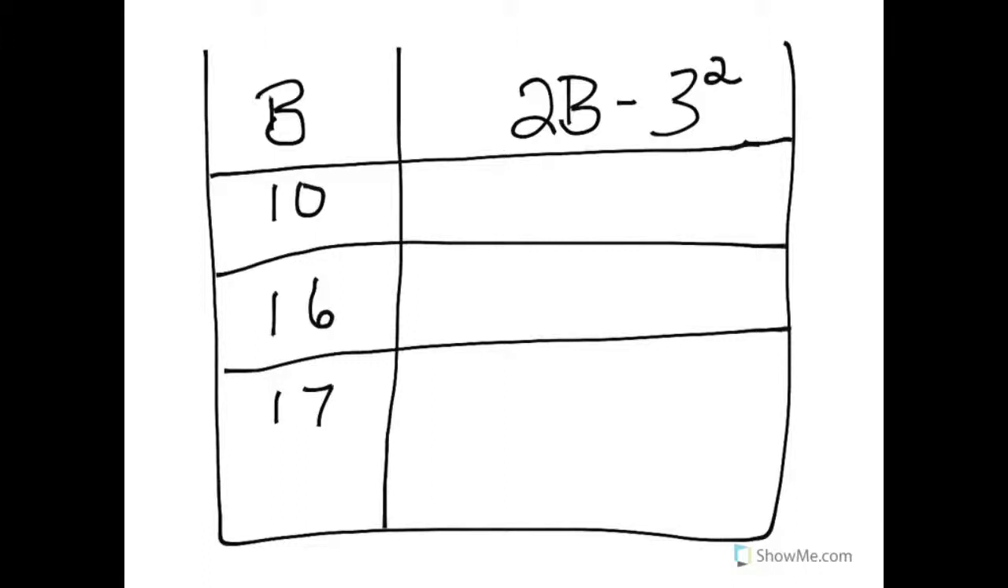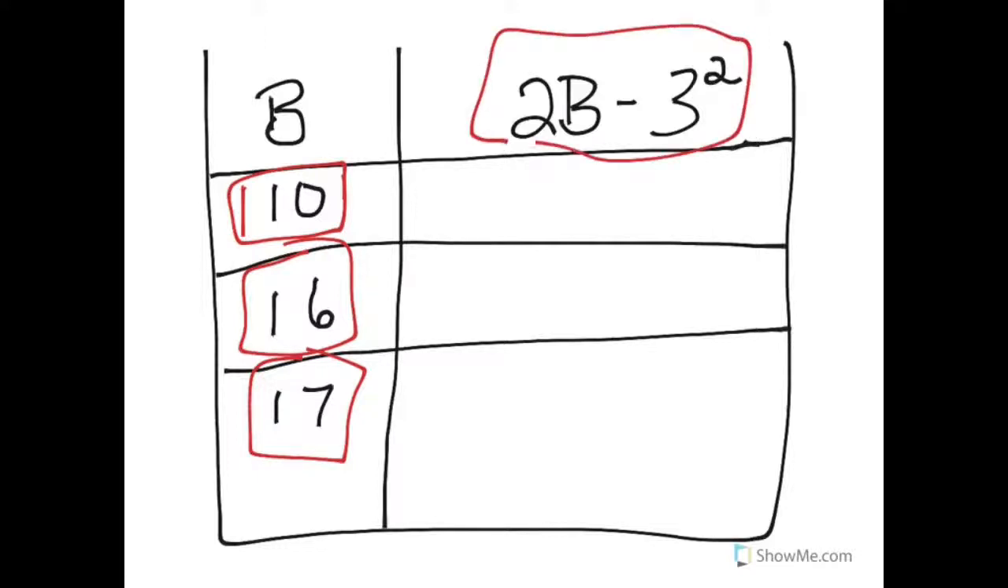Now we're looking at, we have b, which is, in this case, 10, 16, or 17. And then over here we have our expression. So we have our variable, and it gives us some numbers we can use for our variable. And then over here we have our expression, 2 times b minus 3 squared.